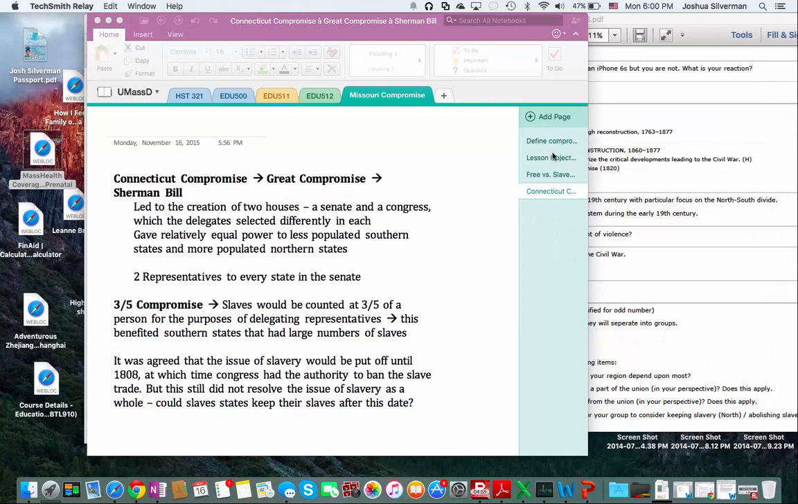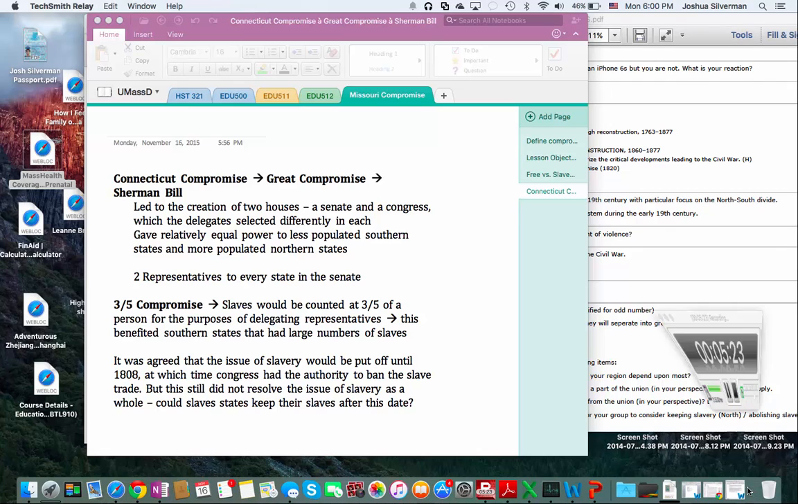A final compromise was that the state representatives agreed that the issue of slavery would be shelved until at least 1808, at which time Congress would have the authority to ban the slave trade. But even then, after 1808, it did not resolve the issue of slavery as a whole. Could slaves still be purchased on the open market, or did this abolish slavery entirely? This wouldn't be resolved until the Civil War.